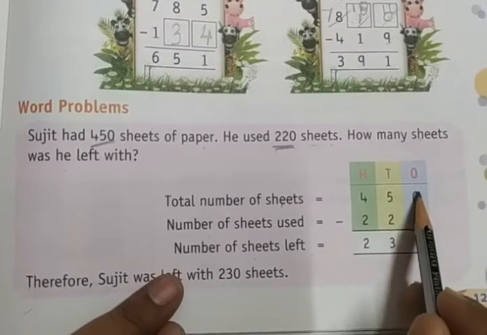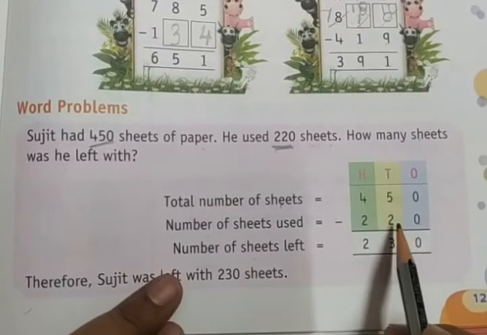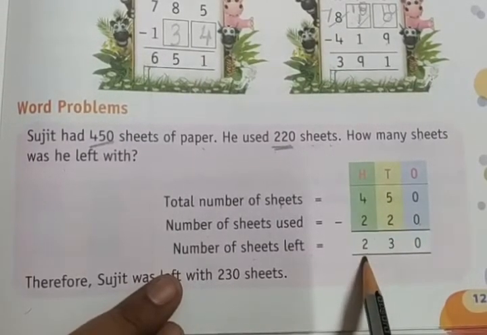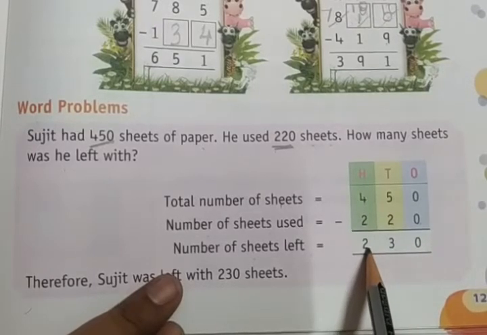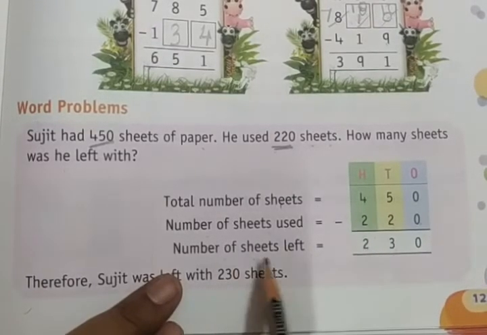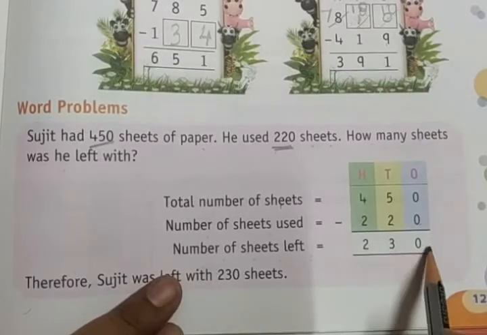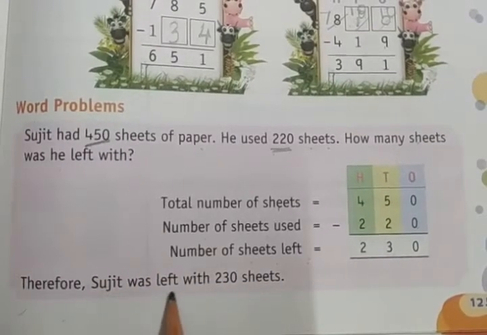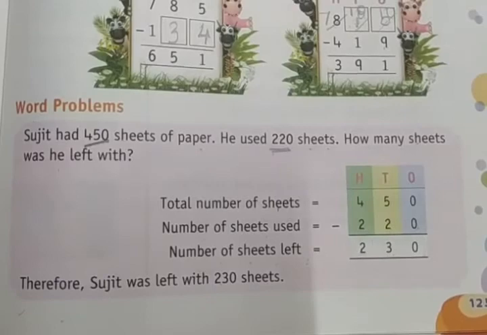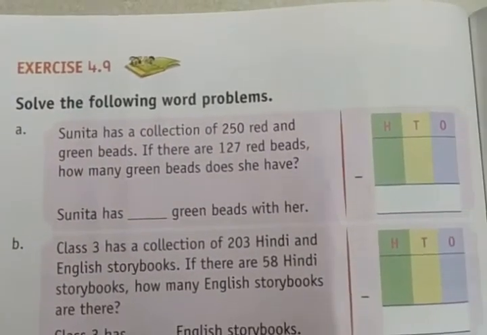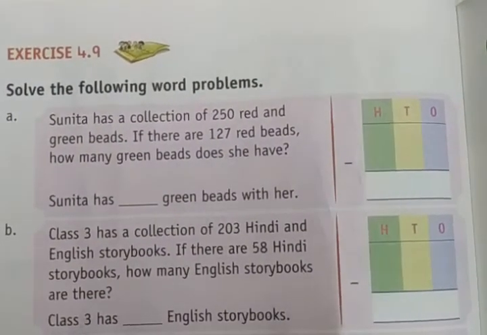Okay, look: 0 minus 0 is 0, 5 minus 2 is 3, 4 minus 2 is 2. The total number of sheets with him, minus the number of sheets used, the number of sheets left is equal to 230. Therefore, Sujit was left with 230 sheets. Okay, like this we have to solve the word problems.